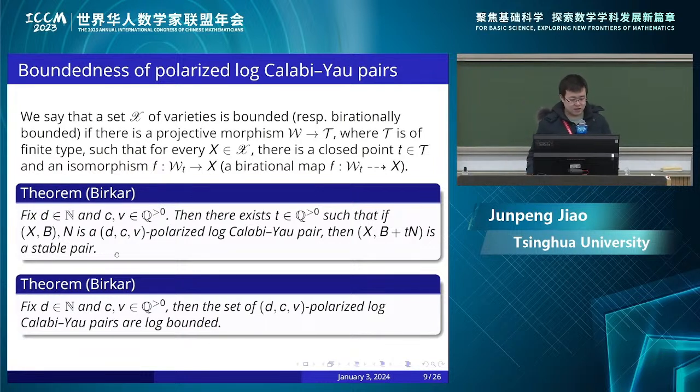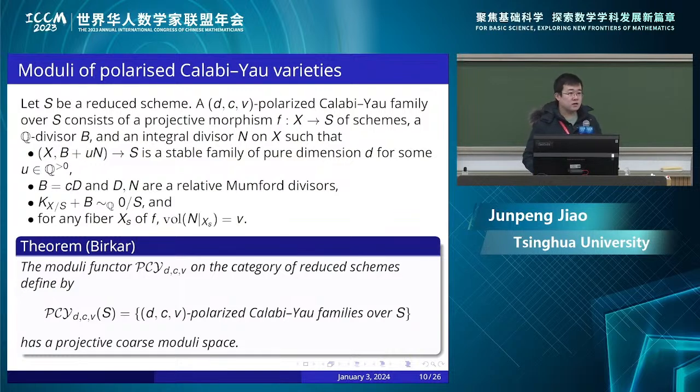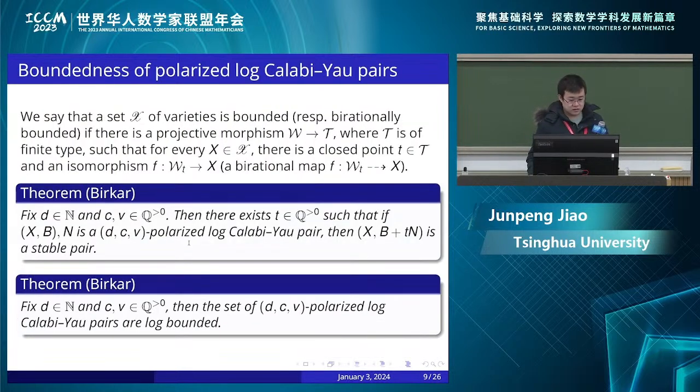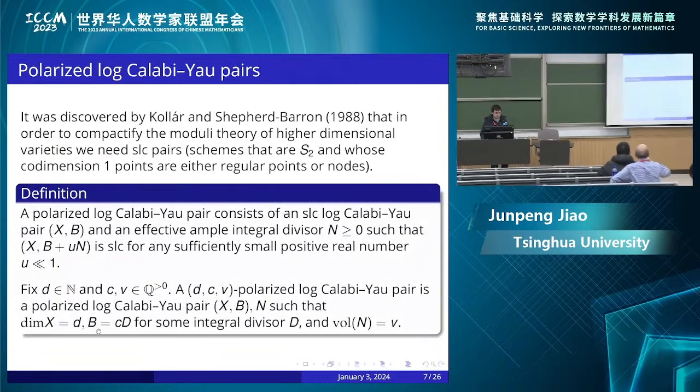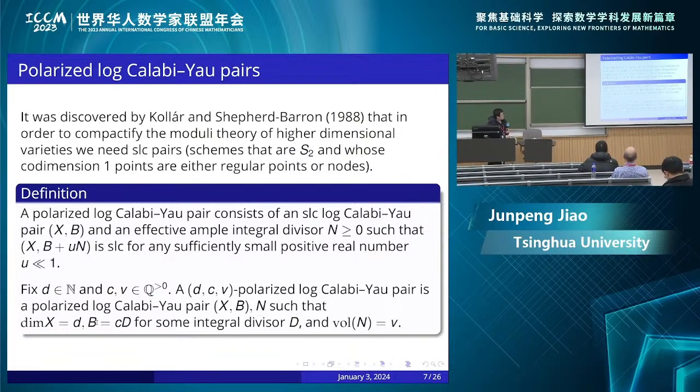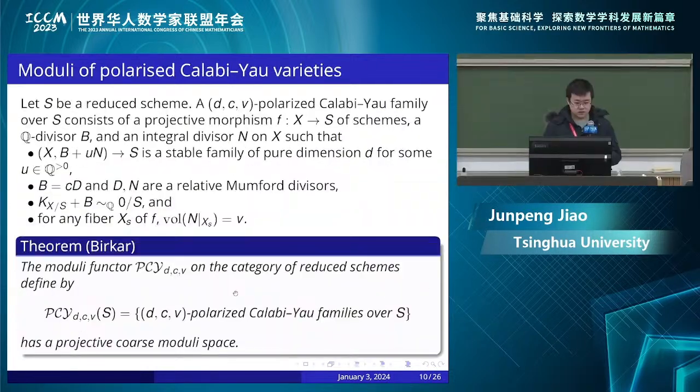Professor Birkar proved the following: fix a dimension d, and c, v two positive rational numbers. Then the set of all (d, c, v) polarized log Calabi-Yau pairs is log bounded. What are c, d, v? d is the dimension, and v is the volume. c is a coefficient of this B. N is an integral divisor. Here B equals cD, and this D is an integral divisor, so c is a coefficient.